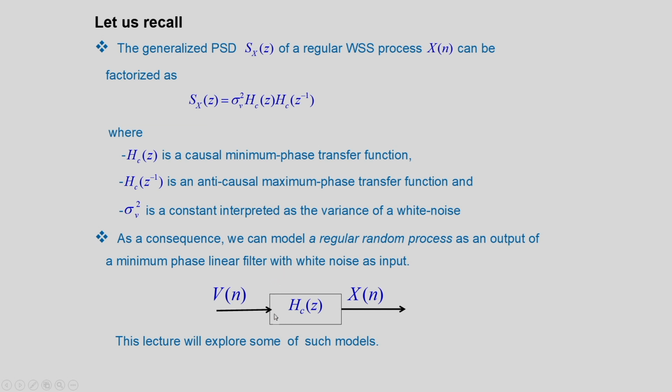That is, this is the white noise Vn of variance sigma square. This is input to a linear minimum phase filter of transfer function Hcz, and output is the WSS process Xn. This lecture will explore some of such models.